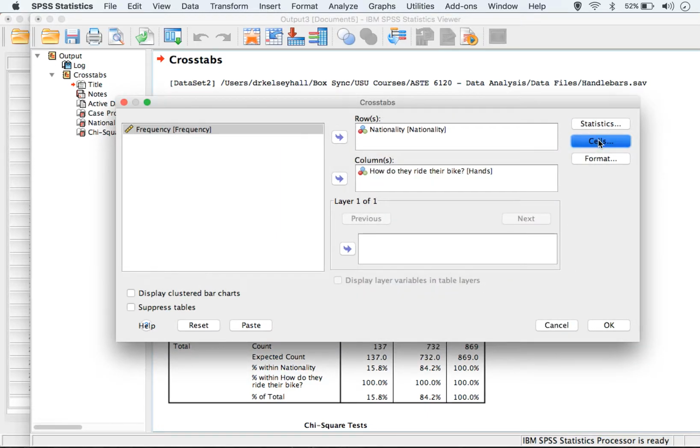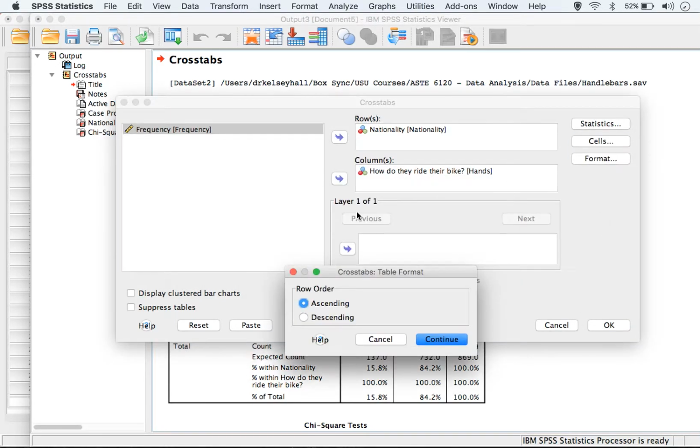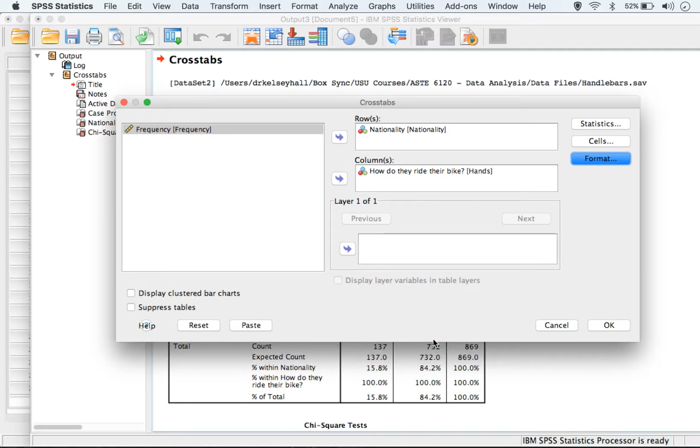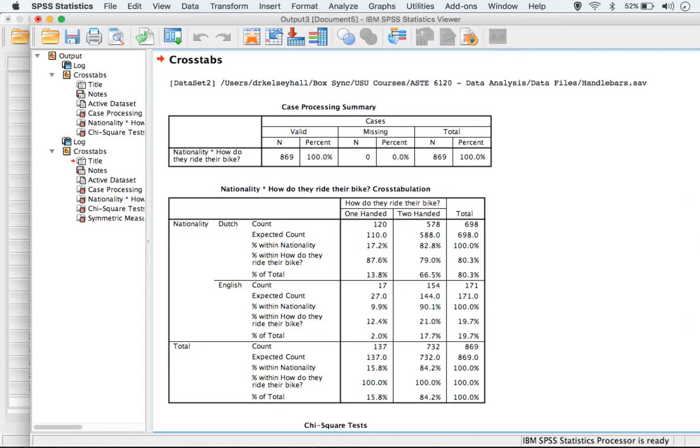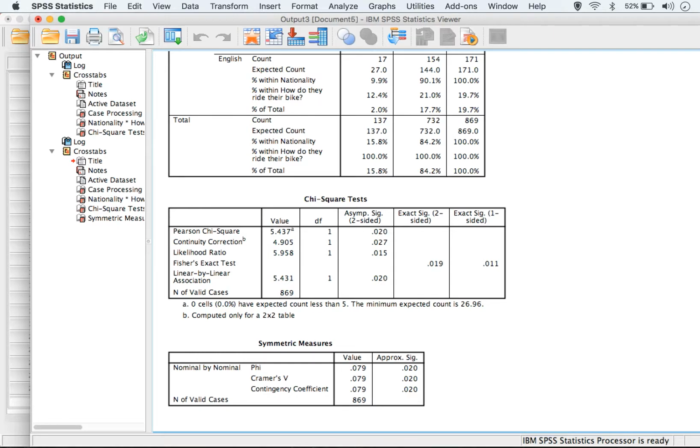But as long as you just make sure that you're grabbing your same observed, expected, row, column, and total percentages here, you're going to be great. We always just round the cell counts. We don't have to worry about format. We'll just have it go in ascending order, but if you want descending order, you can have that too. We click OK. It's going to take us to our chi-square table, and this is what we're going to now interpret.